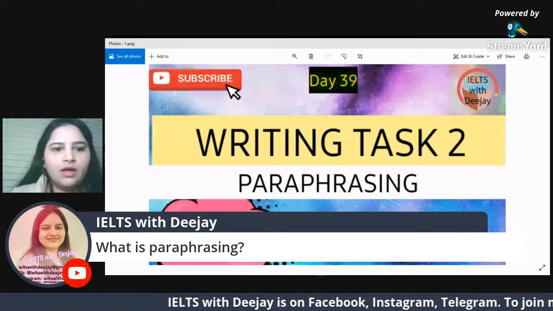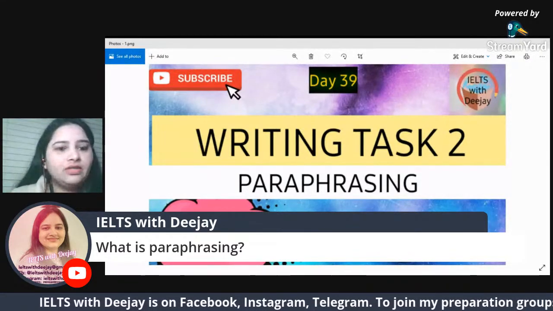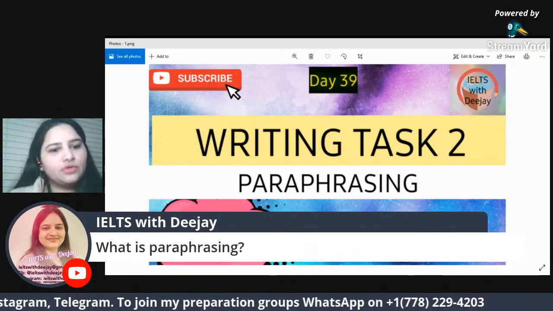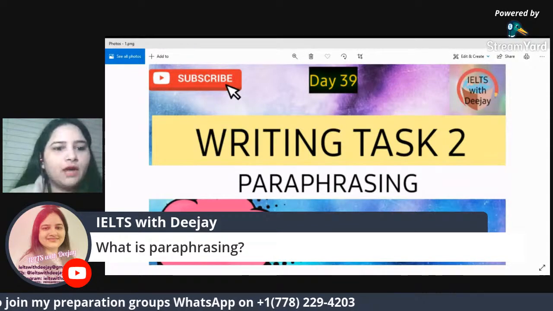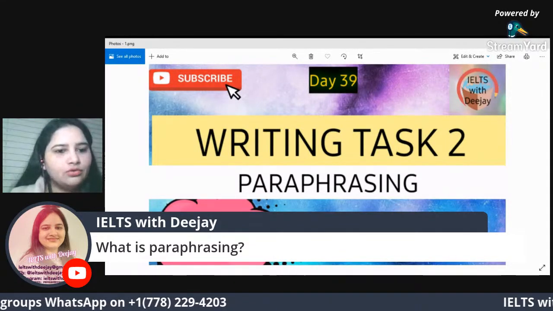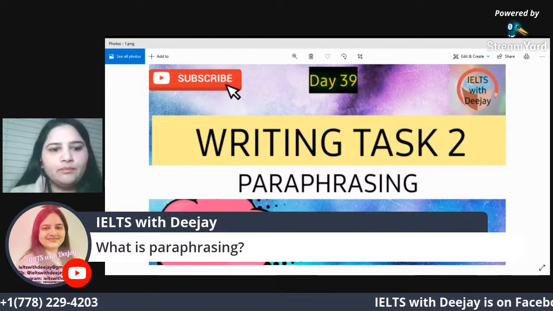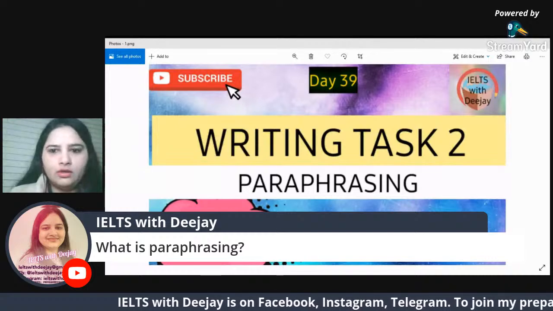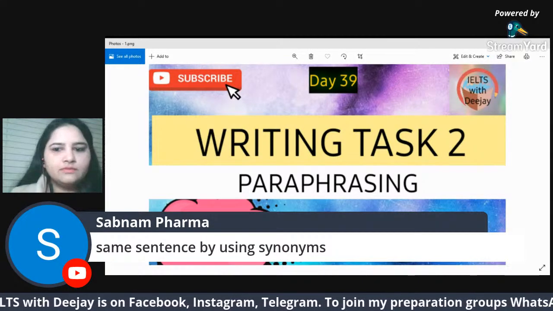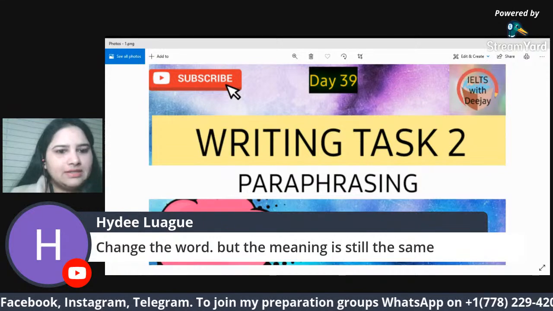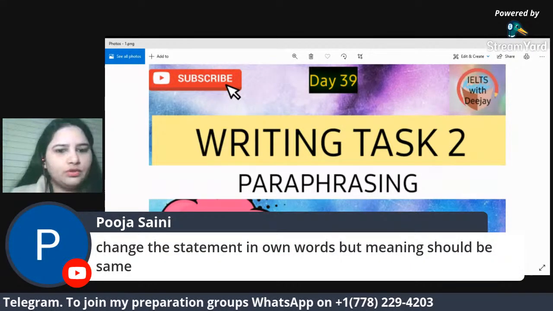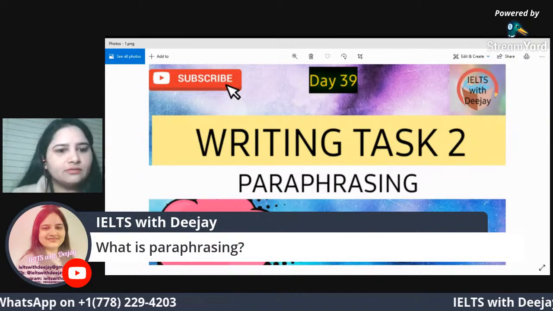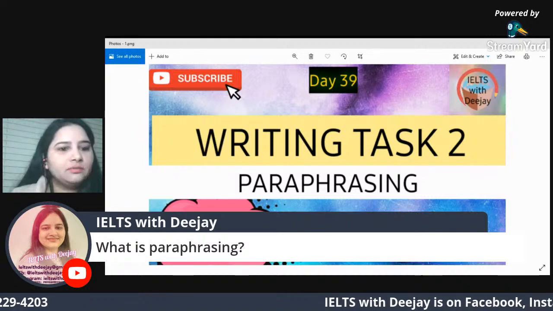And why we do paraphrasing, why we need to learn paraphrasing in IELTS, not only in writing but also other modules. We need to have a good command over the synonyms. We need to understand how to do the paraphrasing, why we do it, why is it so important. Same sentence by using synonyms, change the word, but the meaning is still the same. Change the statement in own words, but meaning should be same. Yes, this is what paraphrasing is. Why we do paraphrasing? Let me know. And why we need to learn paraphrasing.